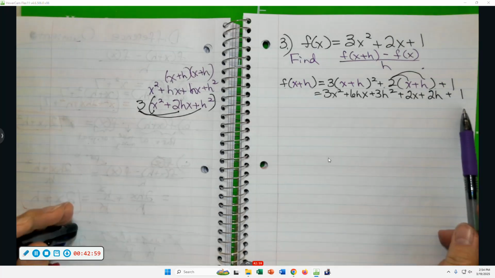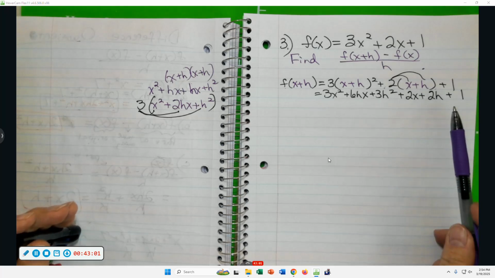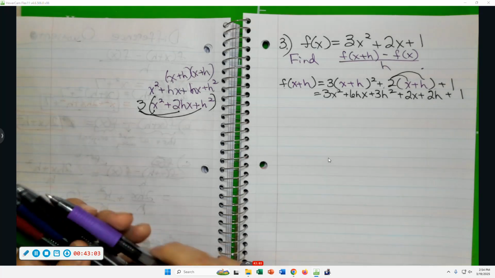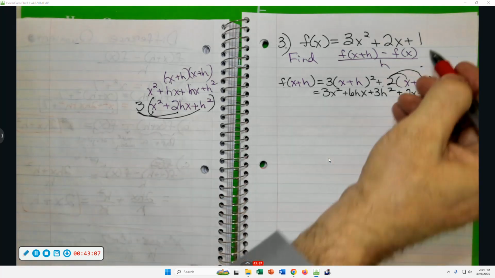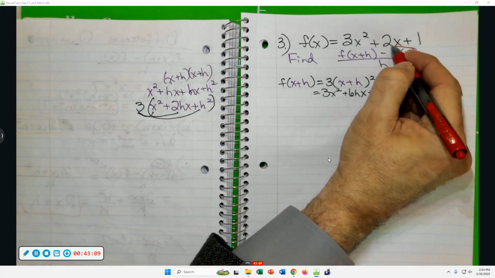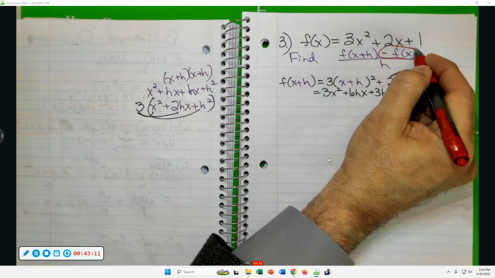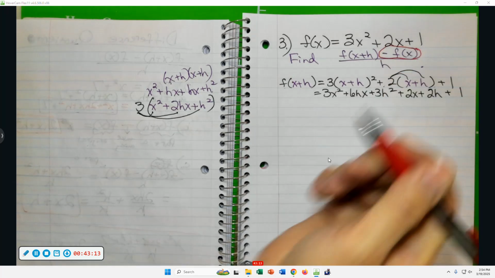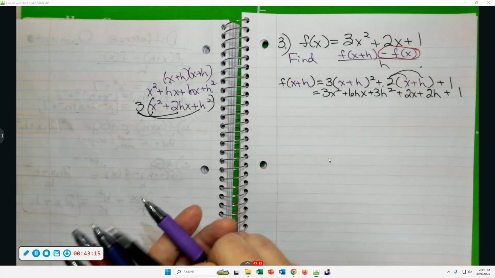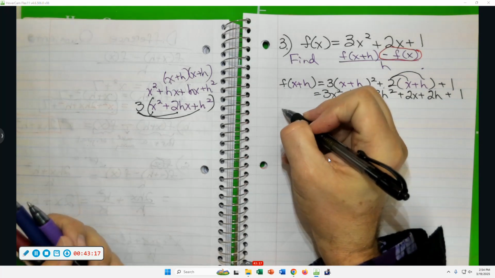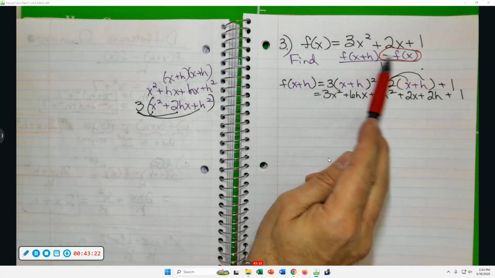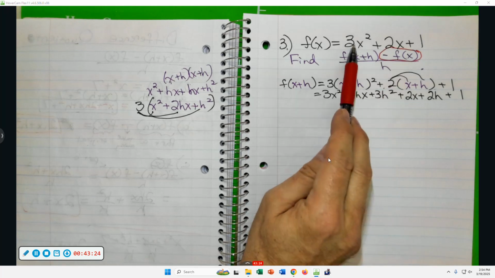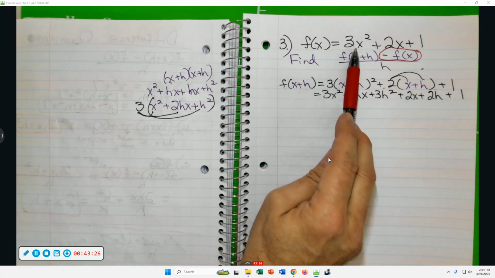This is the hard part. Now, we want to simplify the entire numerator. Subtract f of x. We're subtracting f of x now. Let's do that in red. I'm going to do it without any work. Subtract f of x. So take away 3x squared.